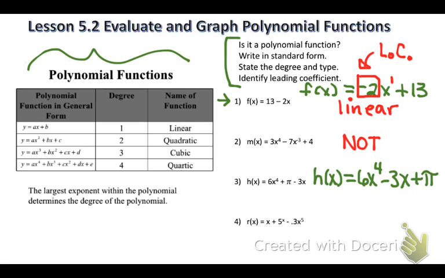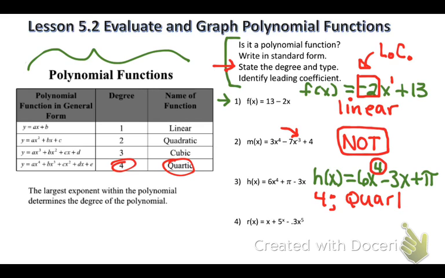All right, the second example is not a polynomial function because there's an exponent that is not a whole number, and that would be this negative 3. I started number 3. Yes, it's a polynomial function. I rewrote it in standard form. Now we need to identify the degree and the type. So it's the degree of 4, so that makes it a quartic. And our leading coefficient is 6.